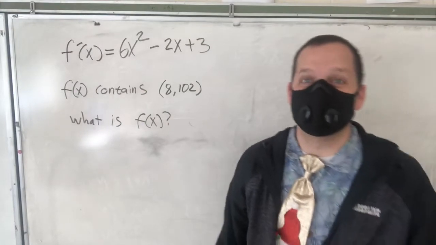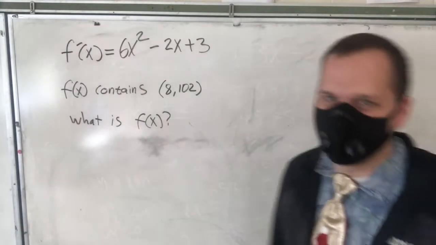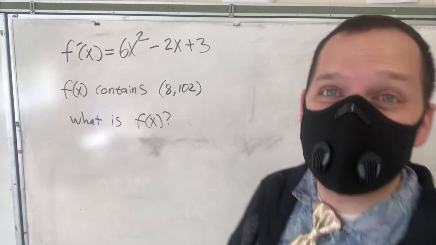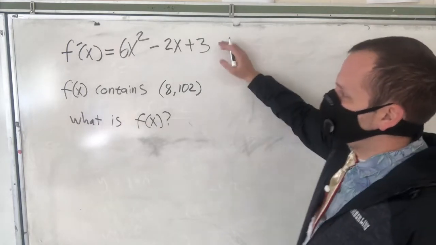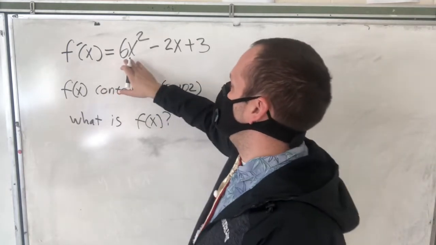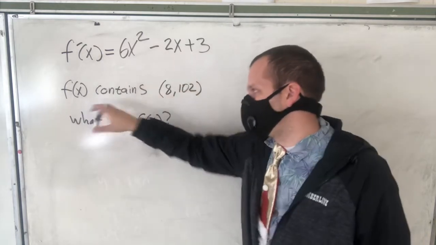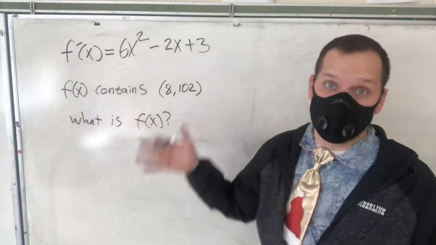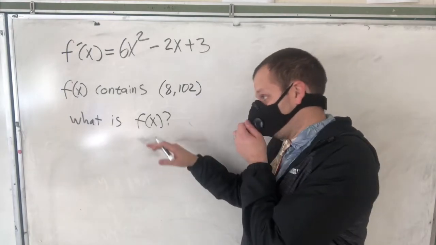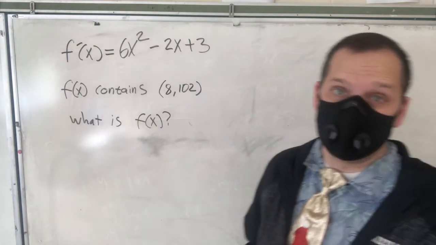Let's try another one. All right, you calculus nerds, let's try another problem now. So we have this problem. We know the derivative is 6x squared minus 2x plus 3. And we know the function contains the point (8, 102). And we want to know what is f of x. What is that original equation?